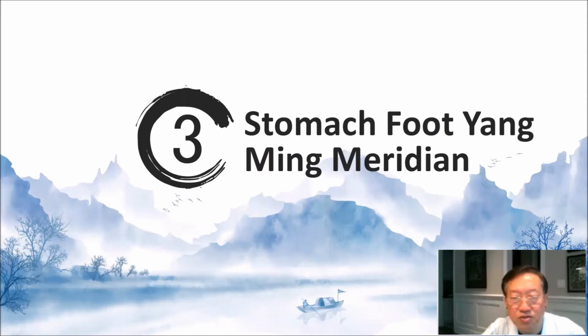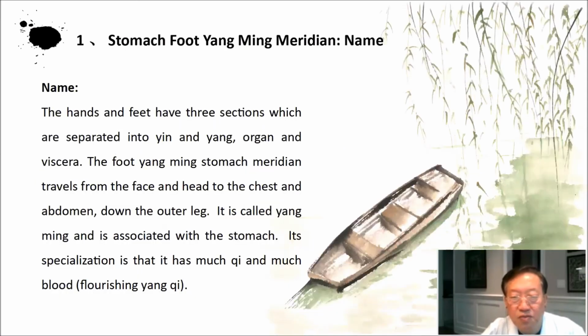Stomach, foot, Yangming meridian. Stomach, foot, Yangming meridian name. The hands and feet have 3 sections, which are separated into yin and yang, organ, and viscera. This is how the meridian name is constructed. The foot Yangming stomach meridian travels from the face to the head to the chest and abdomen, down the outer leg. It's called the Yangming and is associated with the stomach. Its specialization is that it has much qi and much blood flourishing, so there's plenty of yang qi.